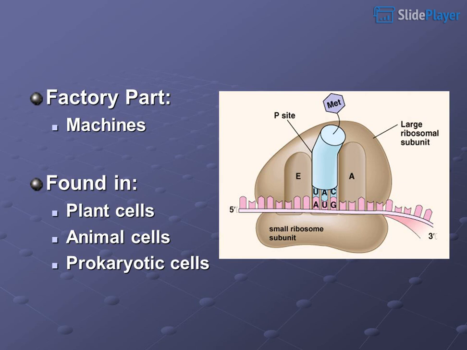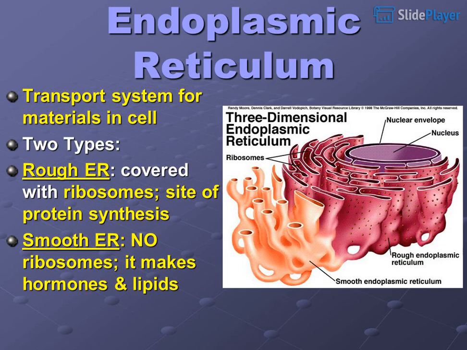The endoplasmic reticulum is the transport system for materials in the cell. There are two types. Rough ER is covered with ribosomes, a sign of protein synthesis. Smooth ER has no ribosomes and makes hormones and lipids. It's not necessary that students can read the labels here; just point out that the black dots are ribosomes.